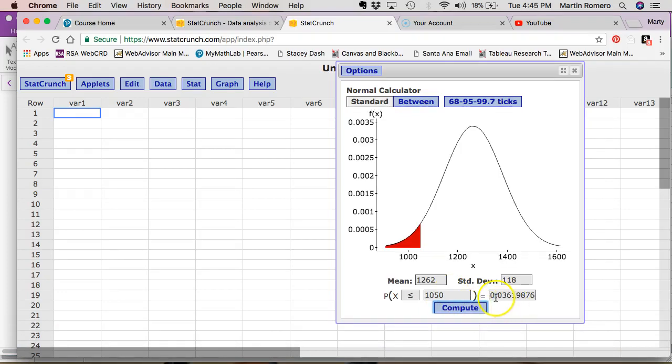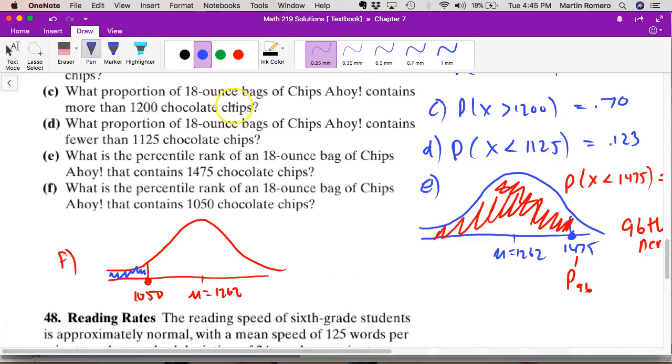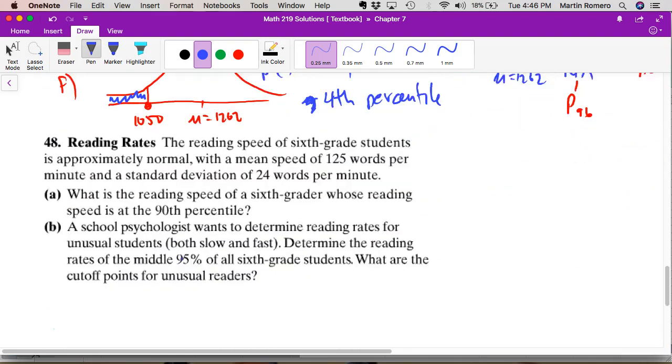Compute, and so you get 0.036. And so the probability that x is less than 1,050 is 0.036, or around the 4th percentile, since we round to the nearest percent. Around the 4th percentile, that would be P4. Okay, let's finish this off.